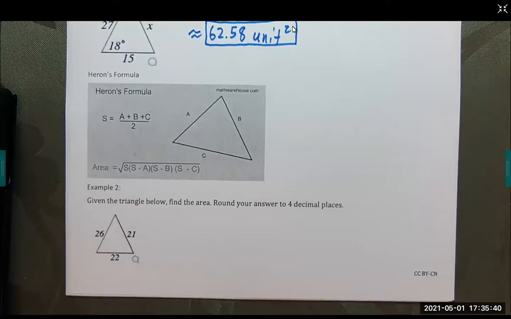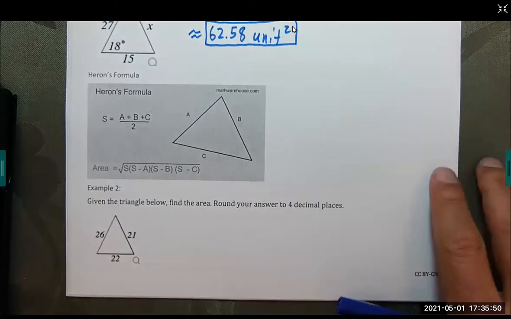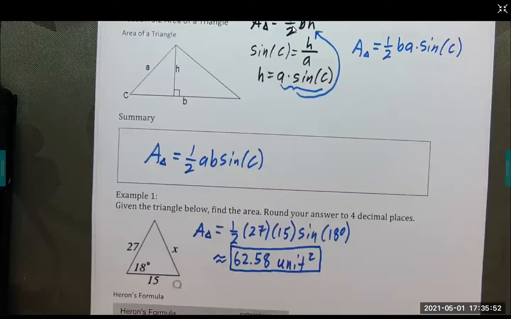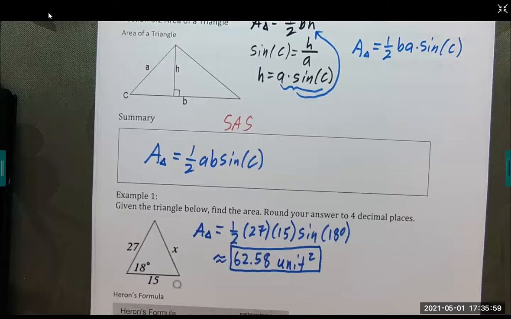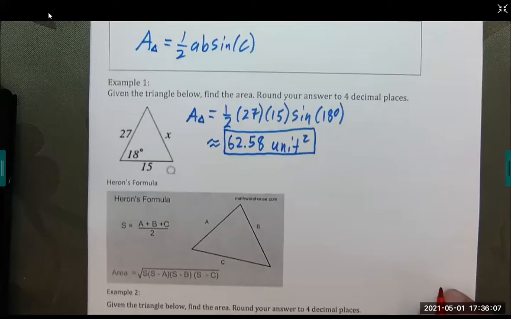So we're going to do this using Heron's formula because here we're given side, side, side. To be clear with our formula up here, this works for a side, angle, side. This one works for side, side, side.